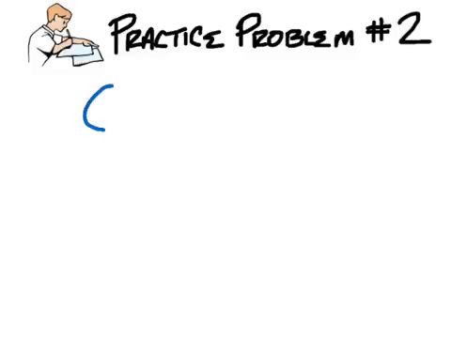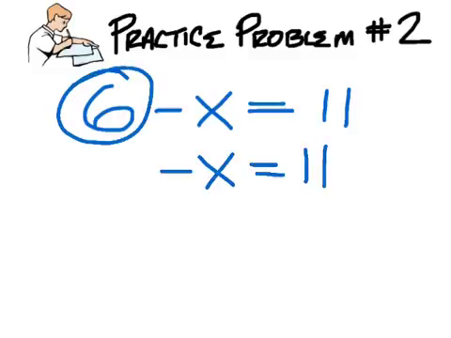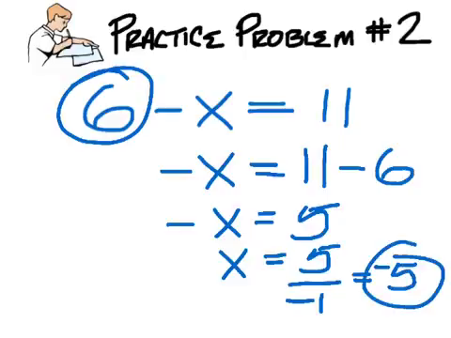Practice problem number 2. 6 minus x equals 11. Leave this -x where it's at and the 11, but move that. It's +6, so it becomes -6 on the right. That's a 5, but divide by -1. Answer is -5.